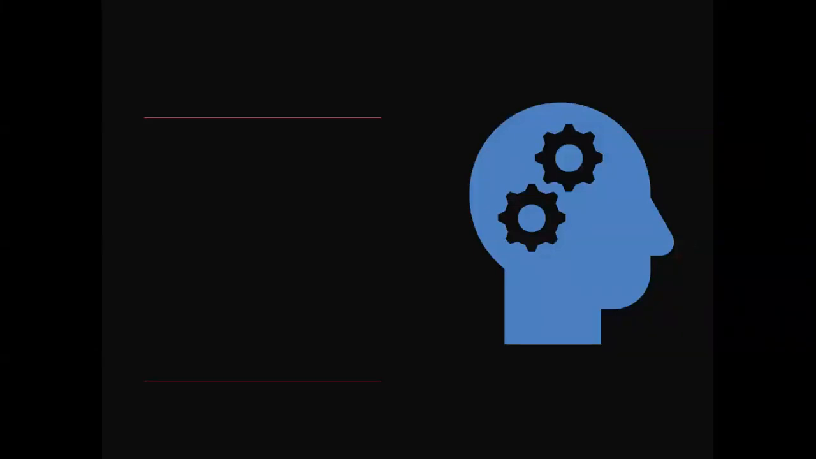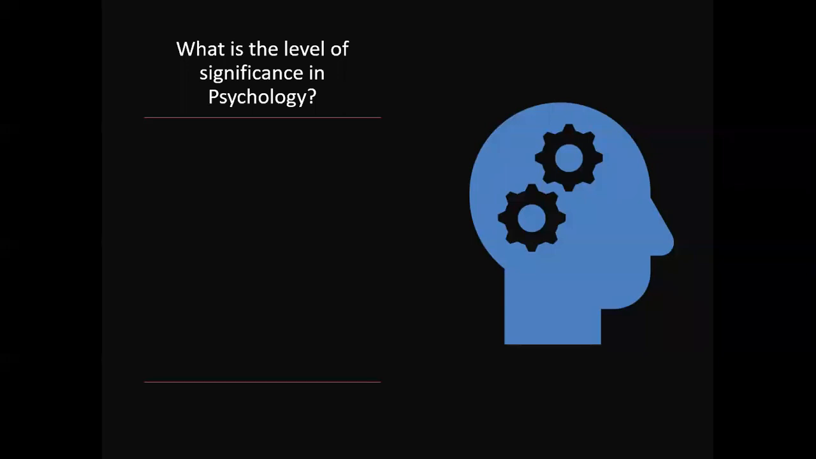Think back to some previous learning. Quick question, what is the level of significance in psychology? Come on, think, get into those minds of yours, think deep. Have you all got it? Shout it out to the screen. Yes, fantastic. It is P equals 0.05, or you could say 5%.